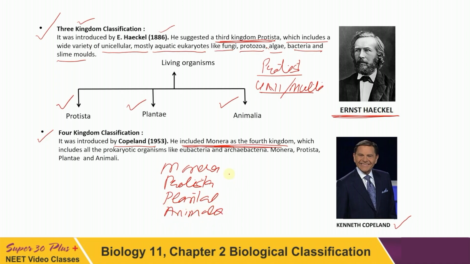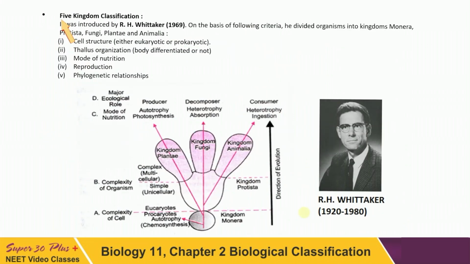Monera has unicellular and prokaryotic forms. Protista is unicellular, and all eukaryotes are kept here. Kingdom Plantae has a cell wall, and kingdom Animalia is without cell wall. Now, the 5-kingdom classification is a very popular classification. Even at present, it is very popular and widely used. This 5-kingdom classification was introduced by R.H. Whittaker in 1969.